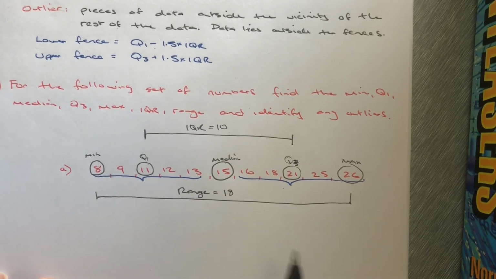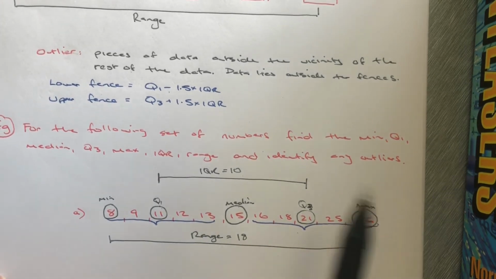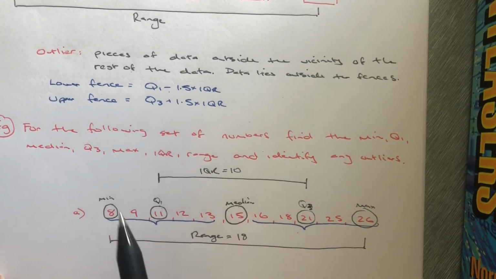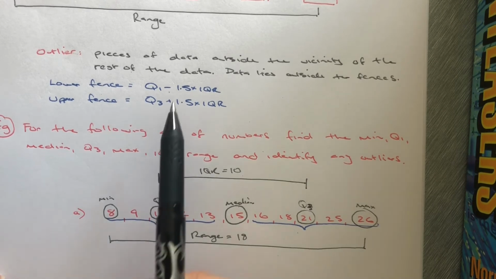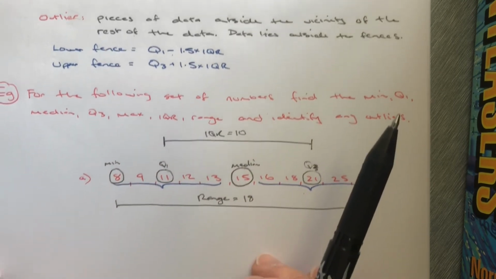The only last thing we need is to check for any outliers. Now to do that, we need to work out that kind of boundary that counts as outliers. So anything outside this boundary here would be classed as an outlier. So let's do our lower fence first.